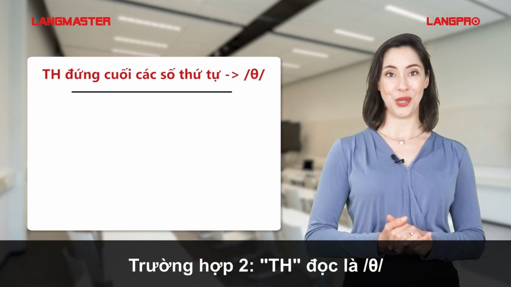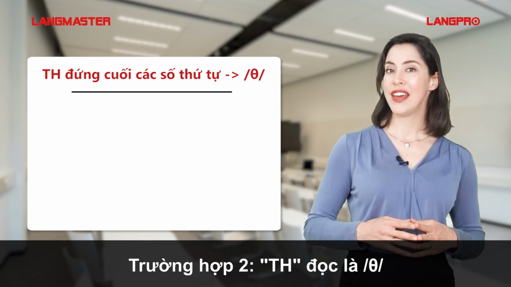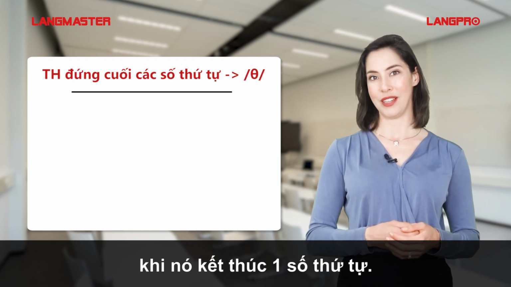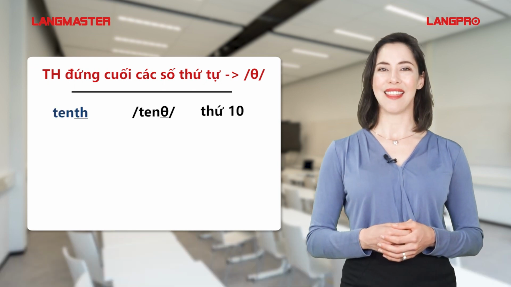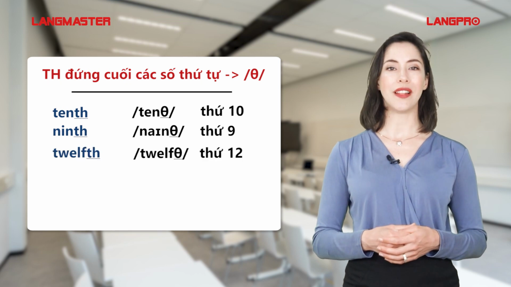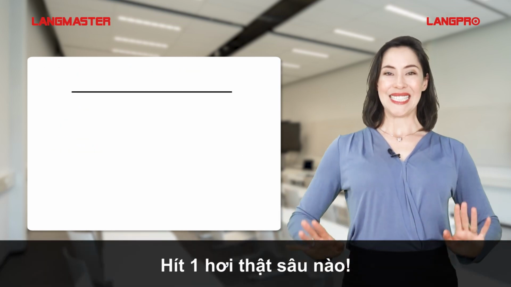And case number three, the TH is pronounced as /θ/ at the end of ordinal numbers. For example, 10th, 9th, 12th. Okay, take a deep breath.